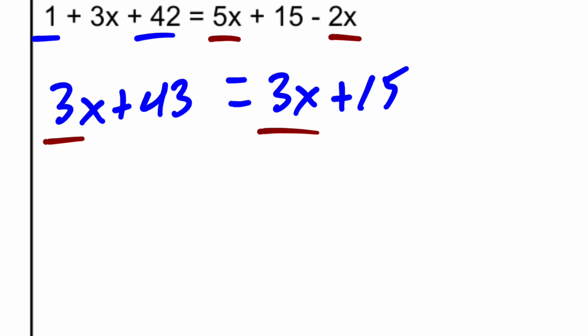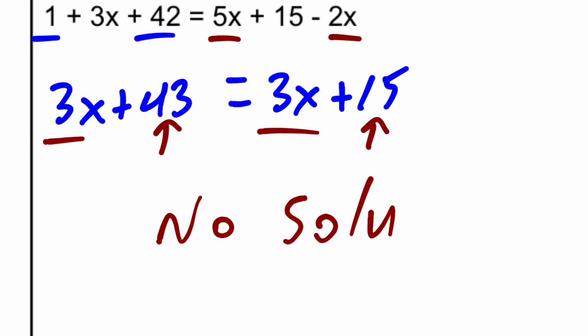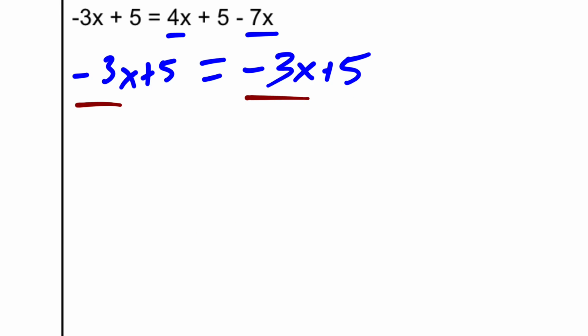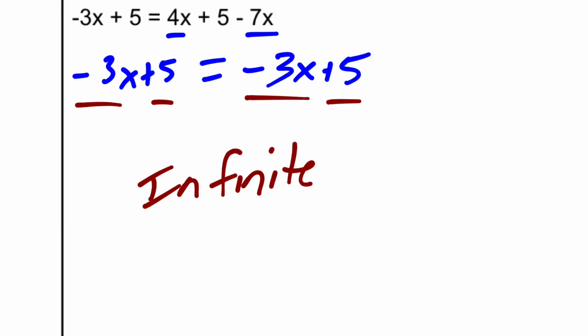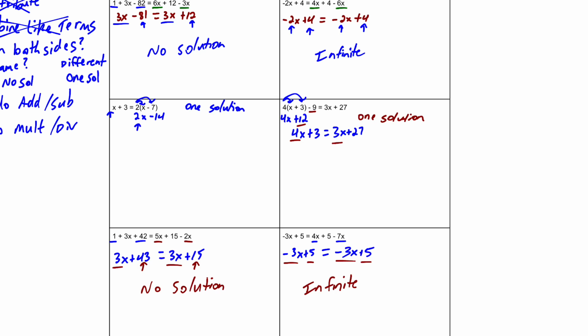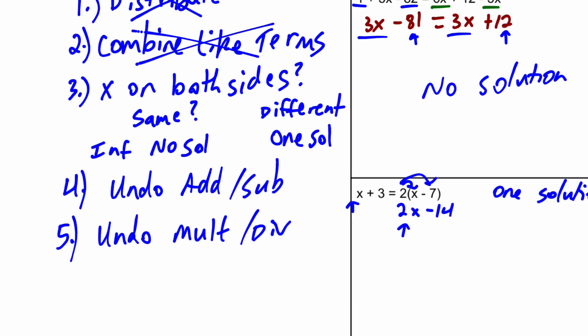Down here I see 3x and 3x. And are the numbers the same or different? Because they're different, this is going to be no solution. Negative 3x and negative 3x are identical. 5 and 5 are identical. So this one's going to be infinite solutions. To recap, when the x terms and the constants are identical on both sides, infinite solutions. When the x terms are the same but the numbers are different, no solution. So if we look at our steps, we have identified all of the ones that are infinite or no solutions.